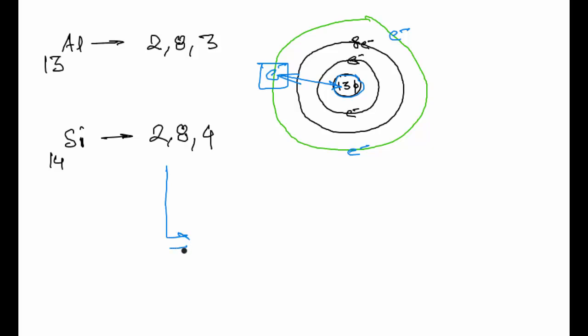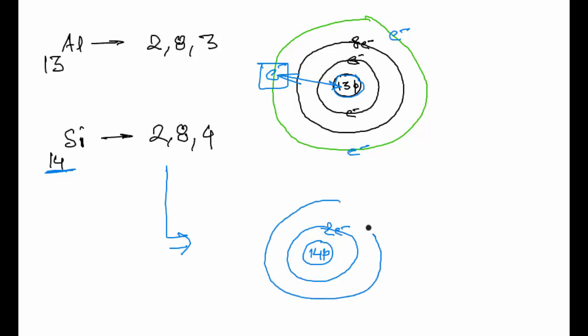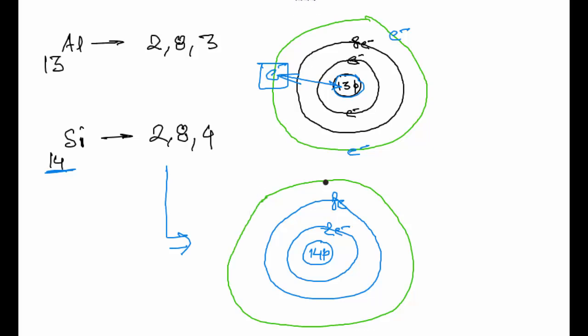Talk about silicon. Again, in the nucleus, how many protons are there? 14 protons. How many electrons in the first shell? 2 electrons. In the second shell? 8 electrons. And in the third shell? 4 electrons. So you see 1, 2, 3 and 4. And on an individual electron, how many protons are operating the force of attraction? Your 14 protons.